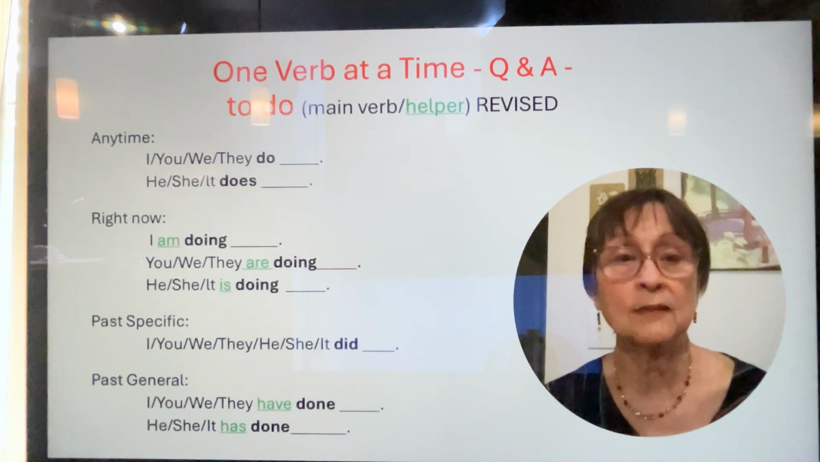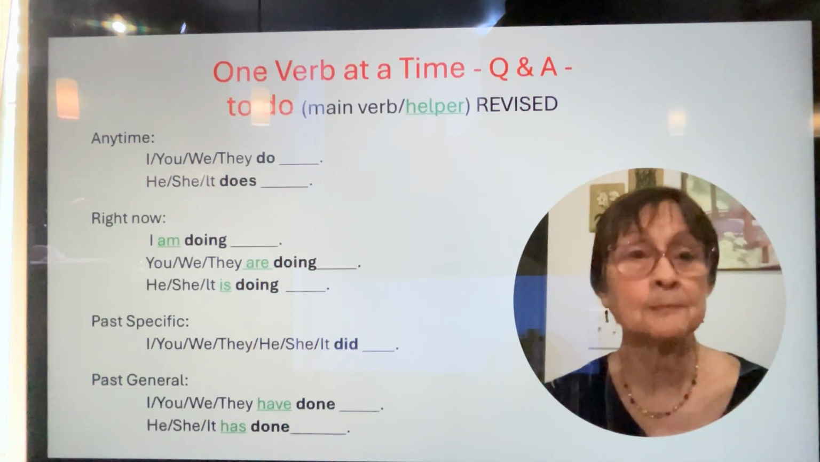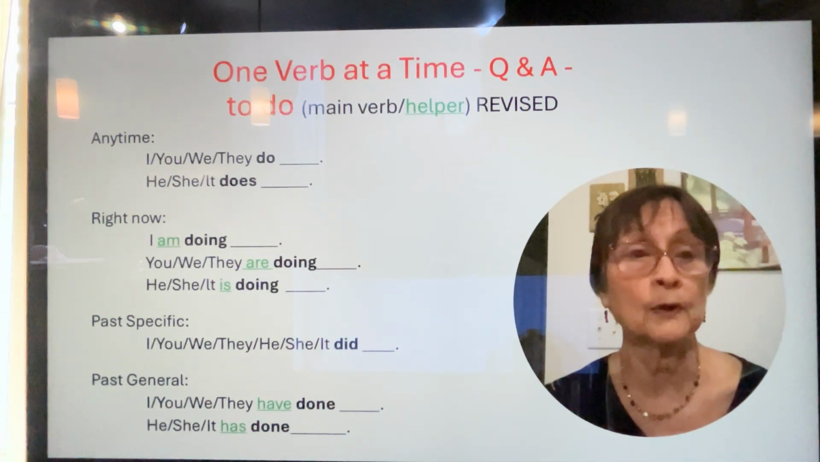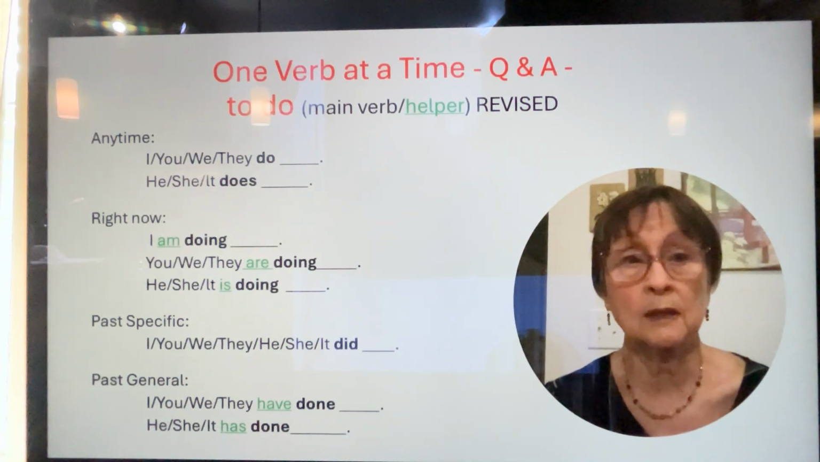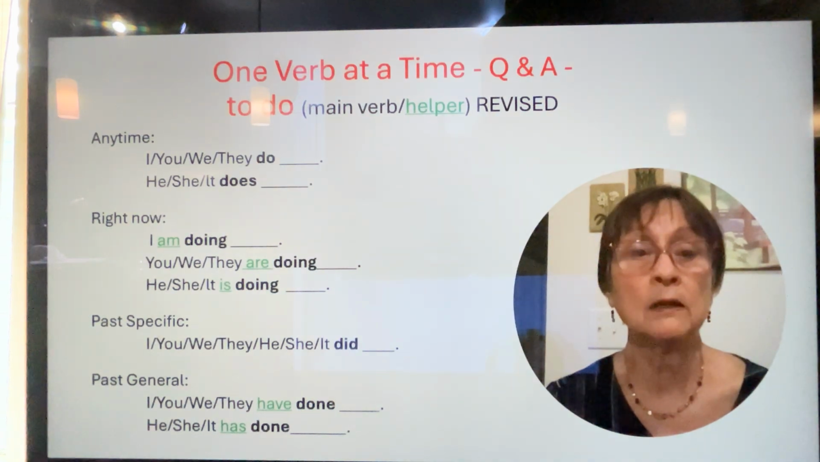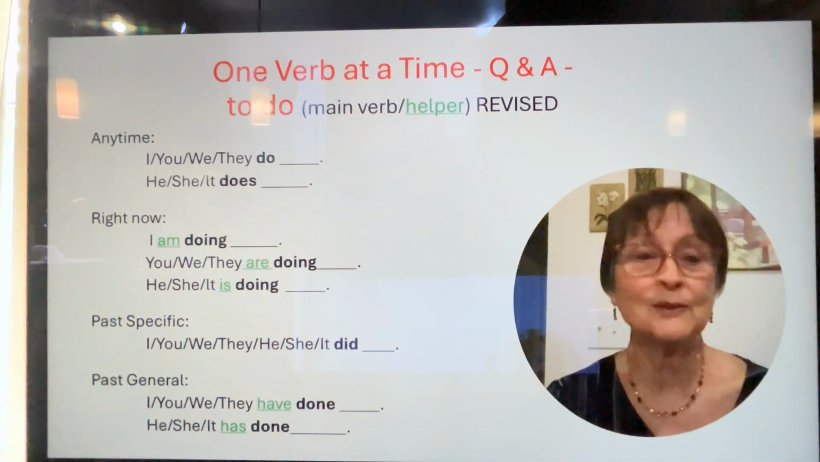The verb do has several spellings, and the spellings depend on the time that the verb is referring to. Anytime I or you or we or they do something. When it's in bold, it's the main verb. If it's in green and underlined, it's a helper. He or she or it does something. Right now, I am doing something. You or we or they are doing something. He or she or it is doing something.